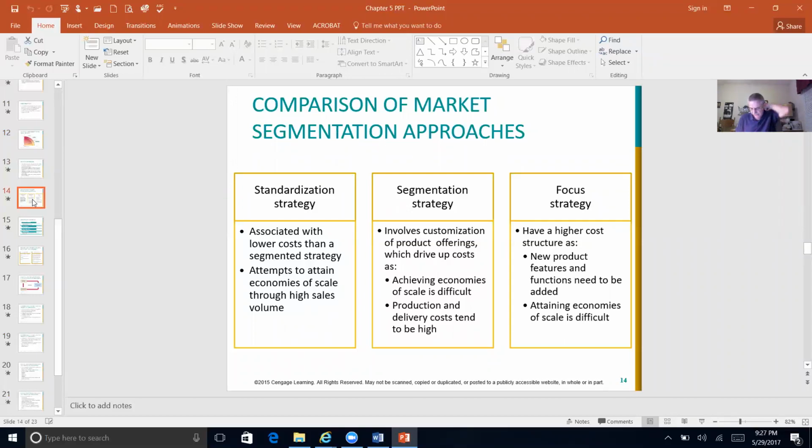And when managers decide to ignore the different segments and produce a standardized product for the average customer, they're pursuing the standardization strategy. When they want to serve many segments or even the entire market, producing different offerings for different segments, then they're pursuing the segmentation strategy. When they decide to serve a limited number of segments or just one segment, then they're really pursuing a focus strategy, as we have already discussed.